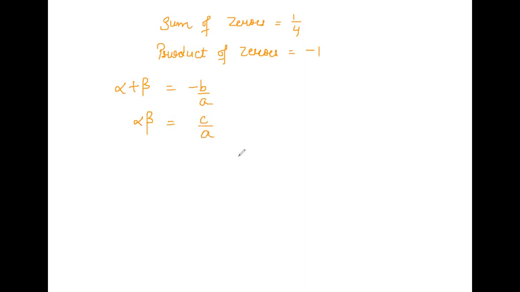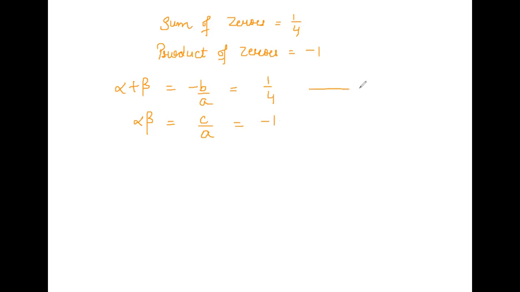Now we are going to put the values in the equation. So from here we see minus b upon a should equal 1 upon 4 because the sum of zeros is given as 1 upon 4, and the product of zeros is again given to be negative 1, so c upon a should equal negative of 1. From here we can find the values of a, b and c.